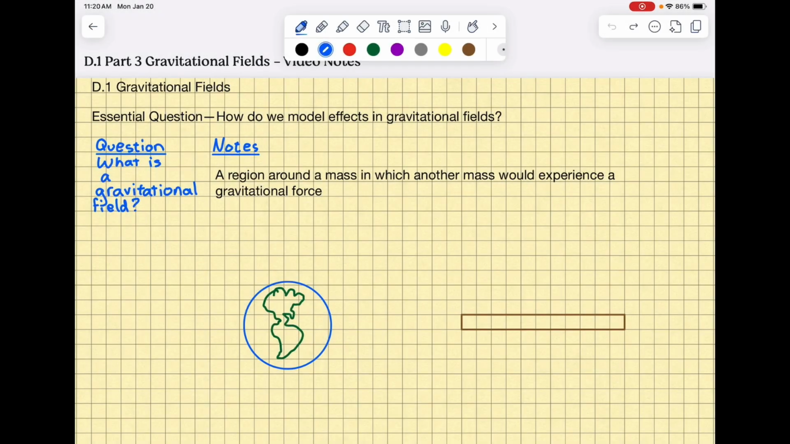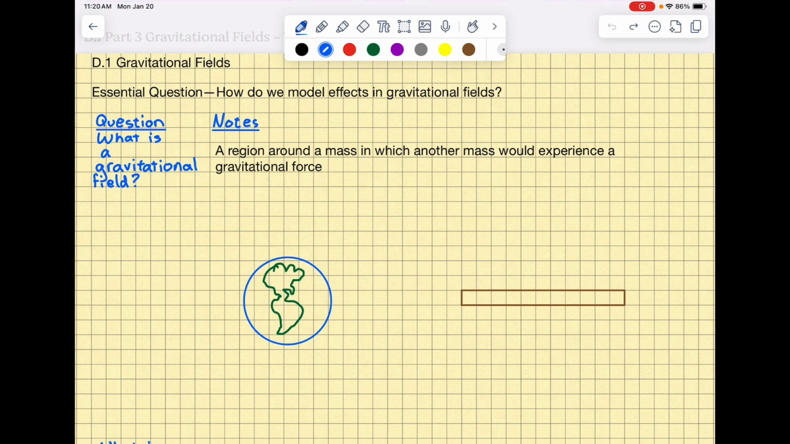Hi everyone, now let's talk about gravitational fields as part of topic D.1. So the essential question in this video is how do we model effects in gravitational fields? The first mini question is, what is a gravitational field? Well, it's a region around a mass in which another mass would experience a gravitational force.